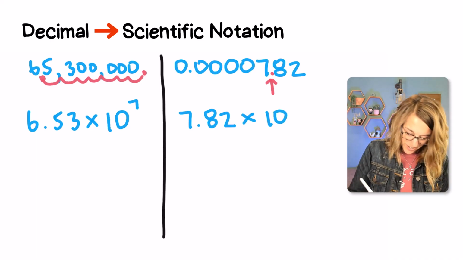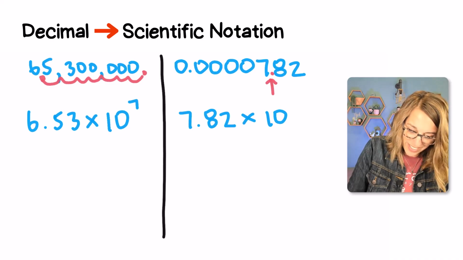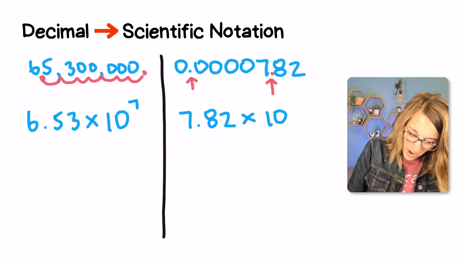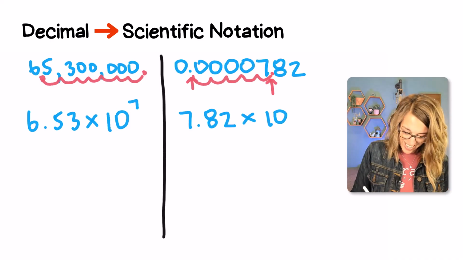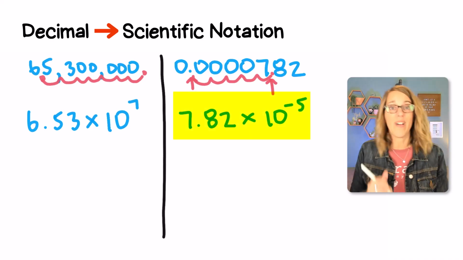Now I'm going to do my power. So to figure out what my power is, I need to move from my original decimal place, which is here, to the decimal place that I want. So I've got to move 1, 2, 3, 4, 5. This is a small number, so we're going to make that a negative 5.